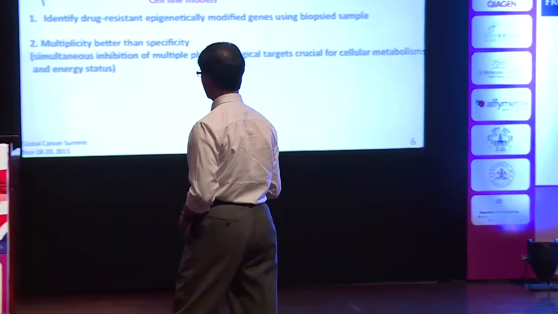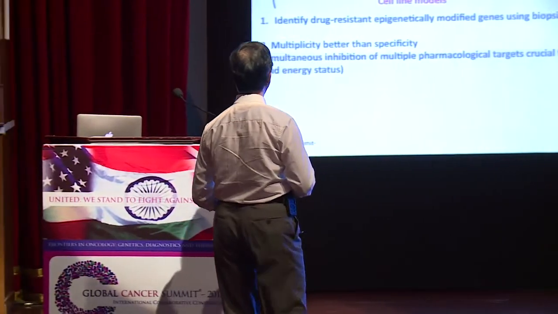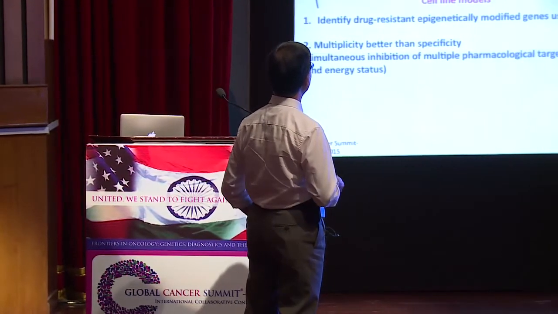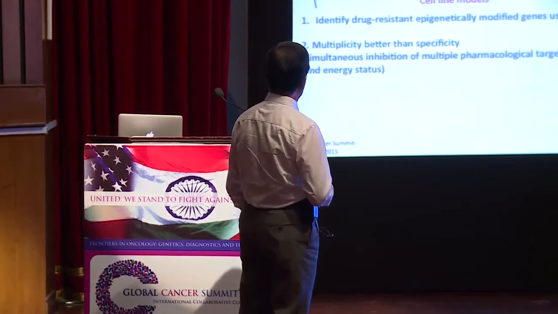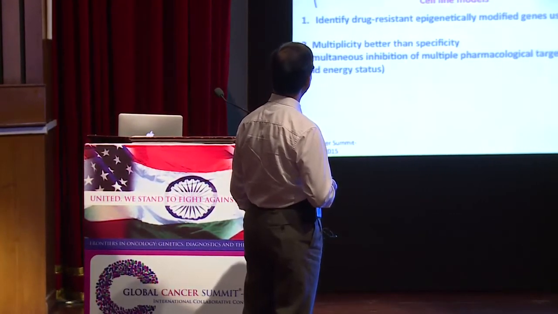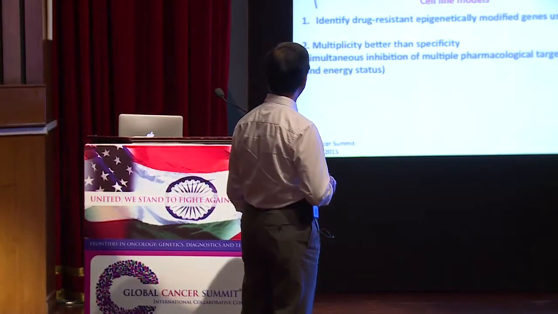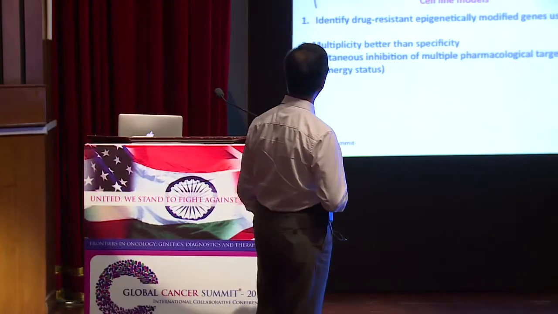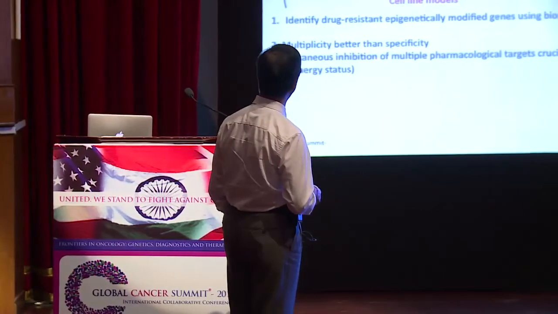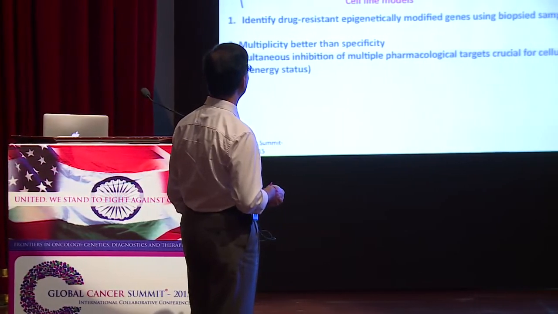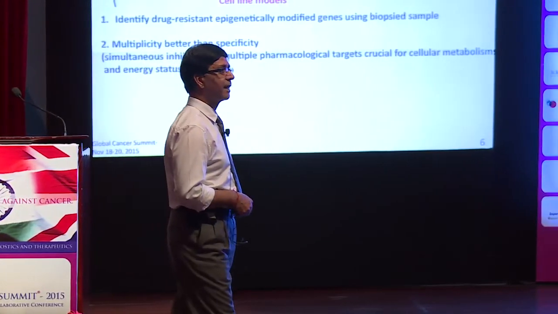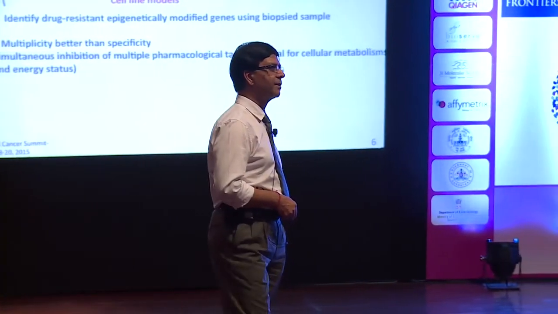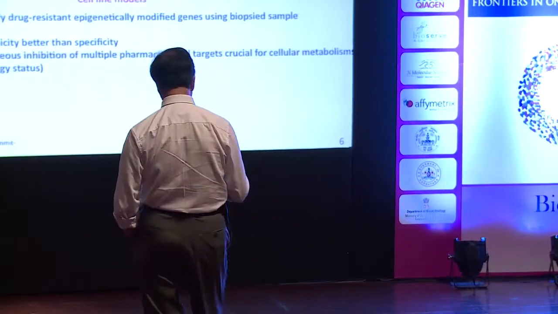But in order to really understand this, we need to identify the drug-resistant epigenetically modified genes using biopsy samples. And multiplicity would be better in this case than specificity, in the sense that the genes which you identify should simultaneously inhibit multiple pharmacological targets which are crucial for cellular metabolism and energy status. I think if we really understand those genes, we have a very good shot at reversing the process of chemoresistance.